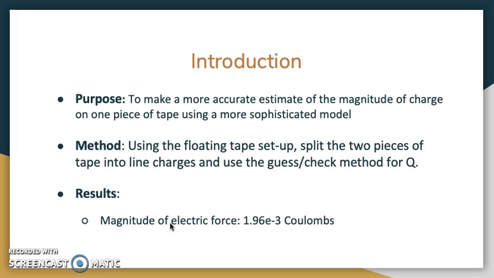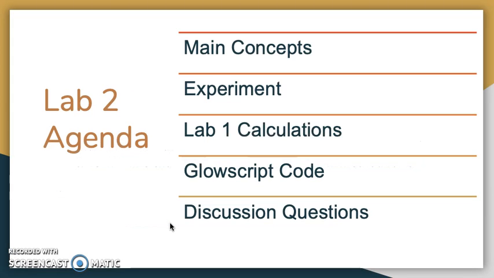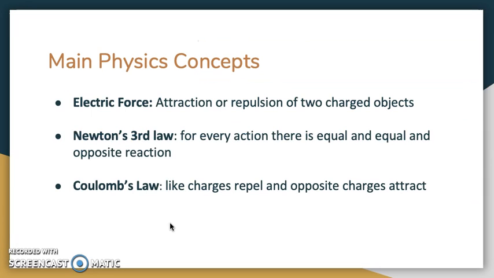From this, we gained the result that the magnitude of the electric force on one piece of tape was 1.96 times 10 to the negative 3. Within this lab video, I'm first going to go over the main concepts, the experiment, the calculations done within Lab 1, the GlowScript code for Lab 2, and the discussion questions.